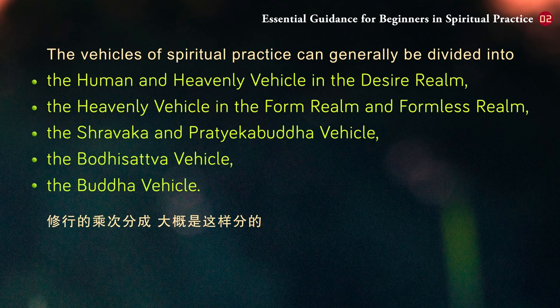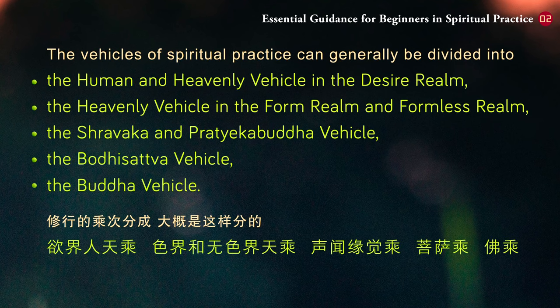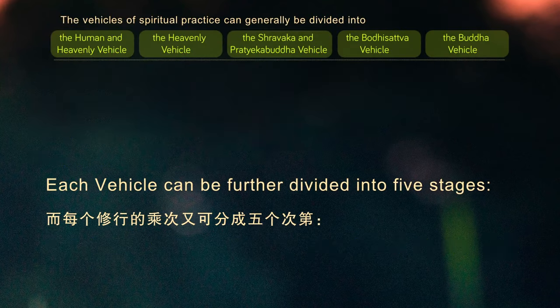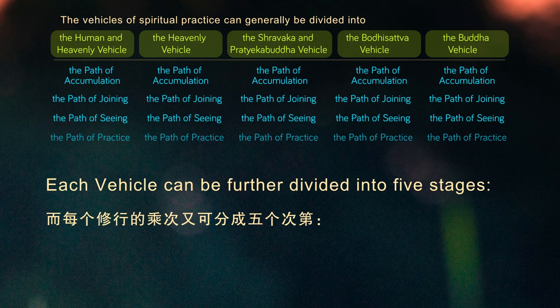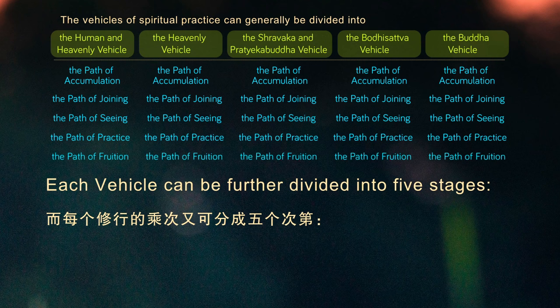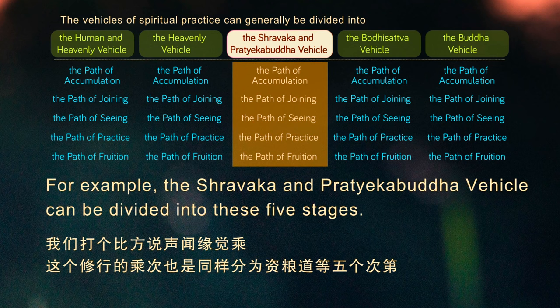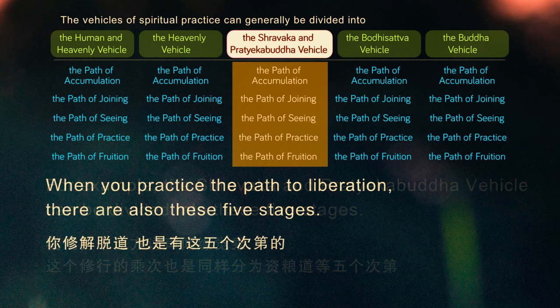The vehicles of spiritual practice can generally be divided into the human and heavenly vehicle in the desire realm, the heavenly vehicle in the form realm and formless realm, the Shravaka and Pratyekabuddha Vehicle, the Bodhisattva Vehicle, and the Buddha Vehicle. Each vehicle can be further divided into five stages: the path of accumulation, the path of joining, the path of seeing, the path of practice, and the path of fruition. For example, the Shravaka and Pratyekabuddha Vehicle can be divided into these five stages. When you practice the path to liberation, there are also these five stages.